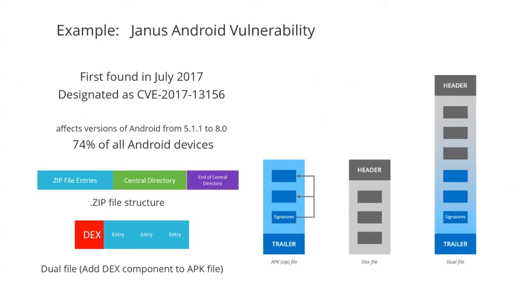This is an example of mobile application security, the Janus Android vulnerability. This vulnerability allows malicious attackers to bypass Android's signature mechanism and implant malicious code into installed Android applications, thus arbitrarily modifying the app. This vulnerability affects versions of Android from 5.1.1 to 8.0. Approximately 74% of all Android devices have these versions installed.